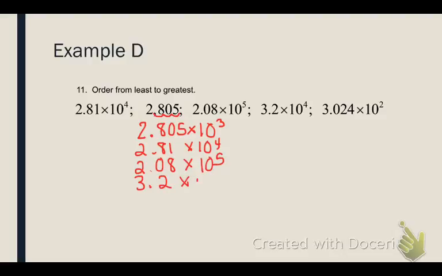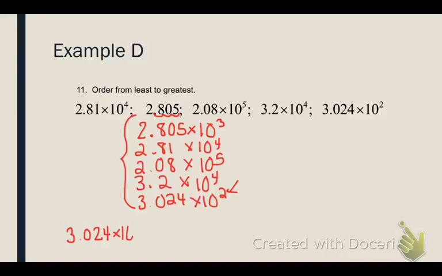3.2 times 10 to the 4th, and 3.024 times 10 to the 2nd. So here's what I see. Since they all are between 1 and 10 for their a value, I'm just going to look at the exponent that's smallest. It's 10 squared. So this value here is the smallest. 3.024 times 10 squared is less than the next value, which would be the cubed one, 2.805 times 10 to the third.